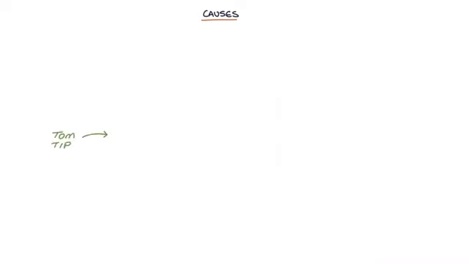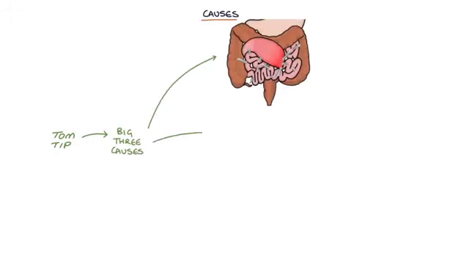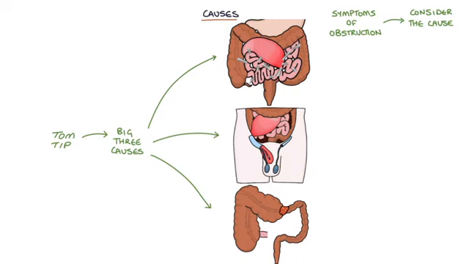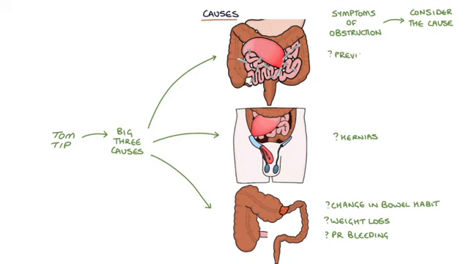A Tom tip for you: learn to recite the big three causes of obstruction without any hesitation. These are the three causes of bowel obstruction you should be able to produce if asked on a ward round or in an OSCE examination. When patients present with symptoms of bowel obstruction, don't just think about obstruction, but also consider what the cause of the obstruction could be. Ask about hernias, a change in bowel habit, weight loss, and PR bleeding, which may indicate bowel cancer, and about previous abdominal surgery that may have resulted in adhesions.